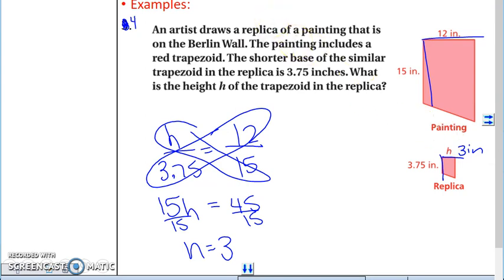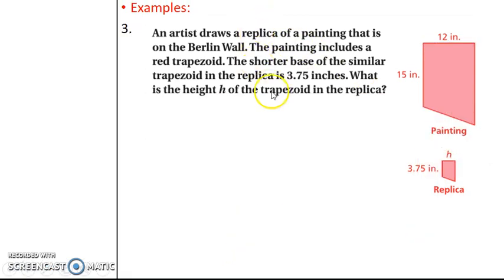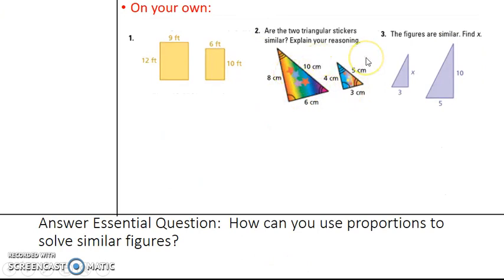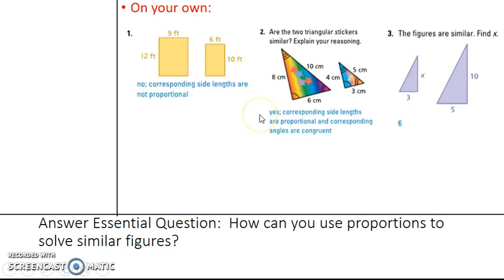Alright, you can do this. You can now solve for missing sides of similar figures. So here are your 3 on-your-own problems that I would like you to try. The first one, the directions are to determine if they are similar. The second one, are the two rectangles similar? Explain your reasoning. And the third one, solve for the missing side. Alright, number 1, you should have said no. Number 2, yes, and I should see that you used some proportion work there to make sure it worked out. And number 3 is 6.